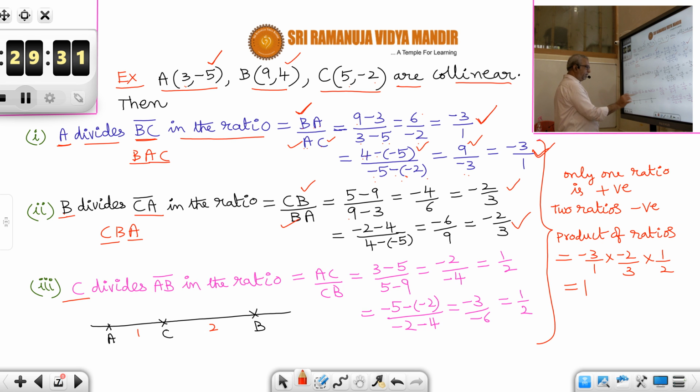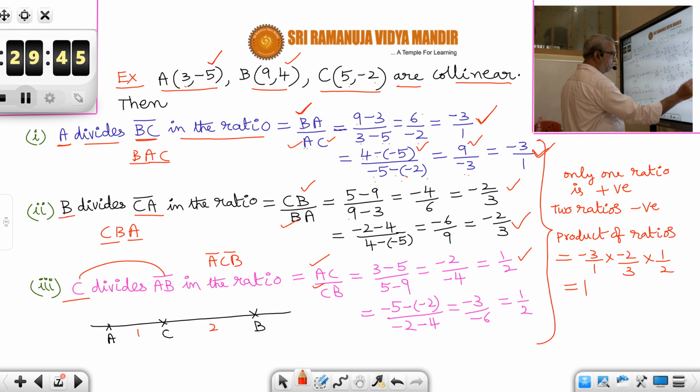Next, last one, C divides AB. It means C must be placed in between A and B. That means you should write ACB, then read from left to right: AC by CB. Using x coordinates you will get the ratio 1:2. Using y coordinates also you can verify that you will get the ratio 1:2.